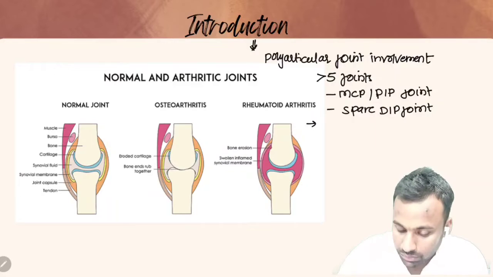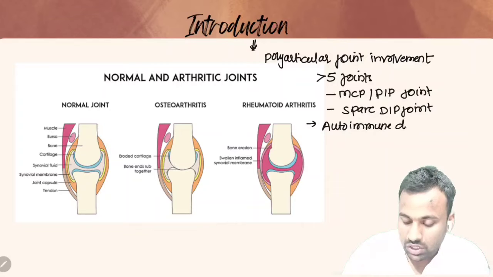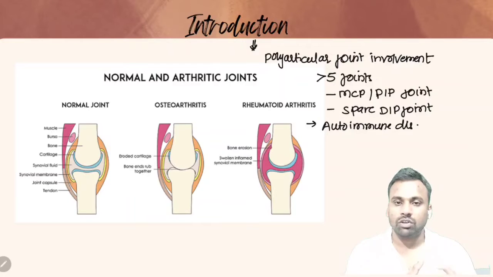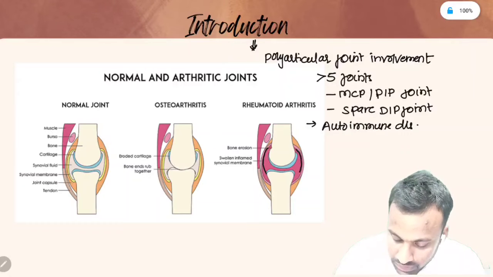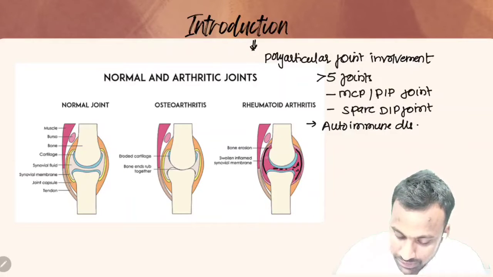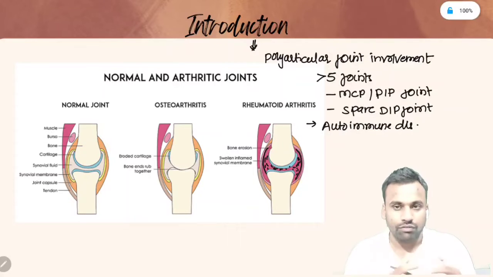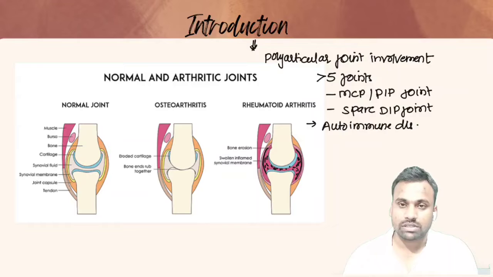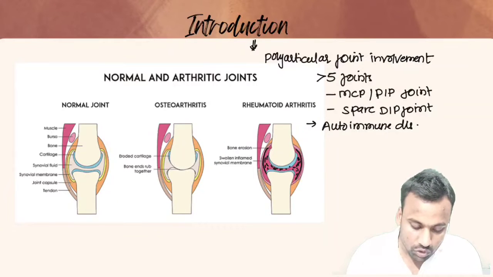It is an autoimmune disease, an autoimmune disorder which attacks the synovium. Antibody is formed against the synovium, and when the synovium becomes inflamed, it may lead to several clinical features. We can understand this within 2 minutes. First, we see what a normal joint is.